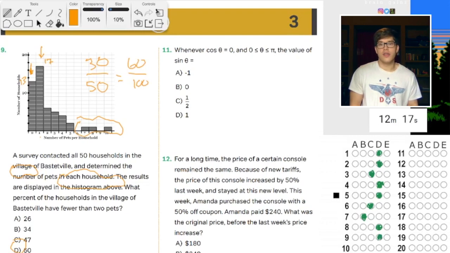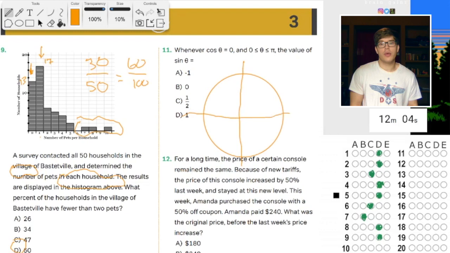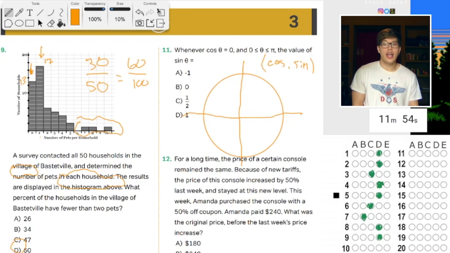All right, let's look at 11. Whenever cosine equals 0 and theta is between 0 and pi, what is the value of sine of theta? Okay, so let's draw a unit circle. Other than SOHCAHTOA, knowing basic trigonometry in the unit circle might be the other thing. And I would say the most important thing to know about the unit circle is that the coordinates are given in cosine and sine values. So your x value is cosine, your y value is sine.